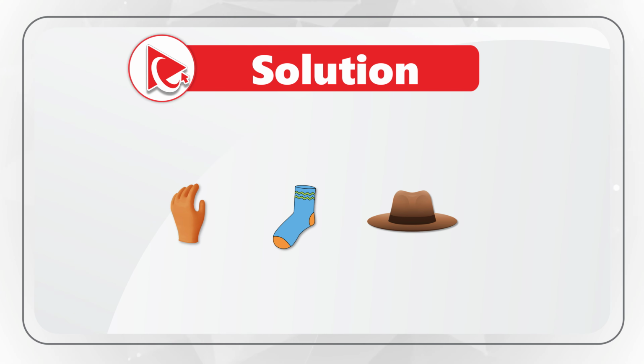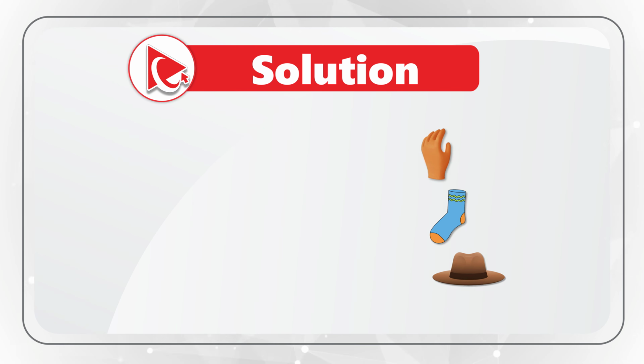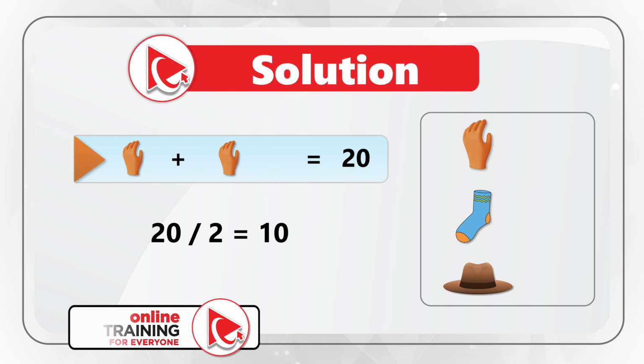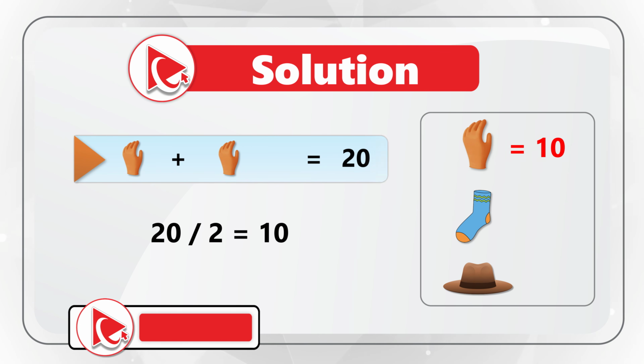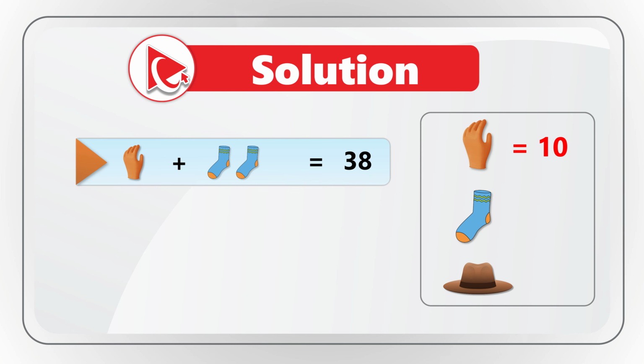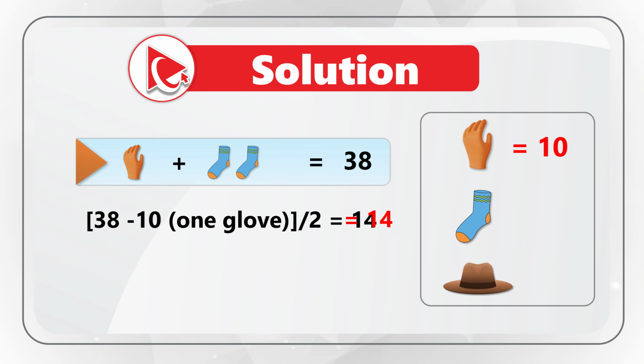You need to find the numbers for glove, for sock, and for the hat. Let's look at each expression in more detail. Since 2 gloves equals 20, 1 glove is equal to 10, because 20 divided by 2 equals 10. Let's go to the second expression. 1 glove and 2 socks equals 38. Let's do the math to calculate the value of the sock. 38 minus 10, which is the calculated value for 1 glove, and then divided by 2 equals 14, which means that the numerical value associated with 1 sock is 14.